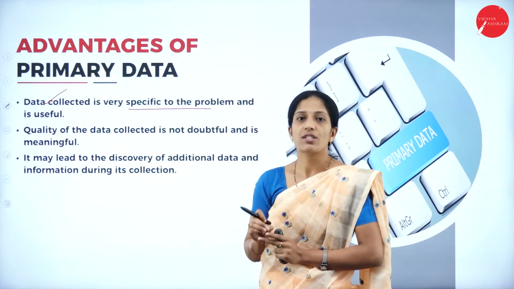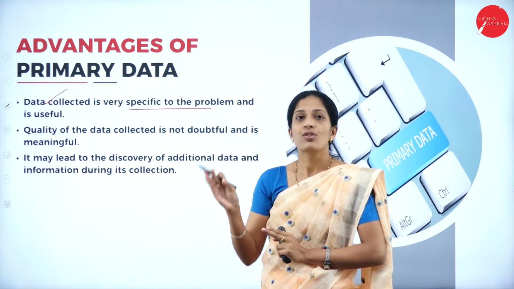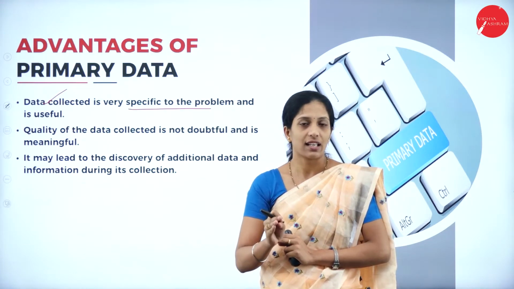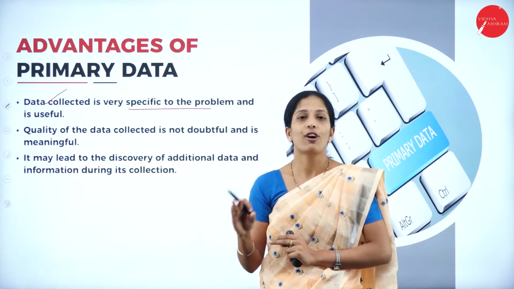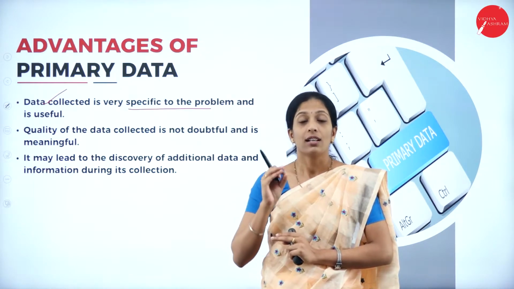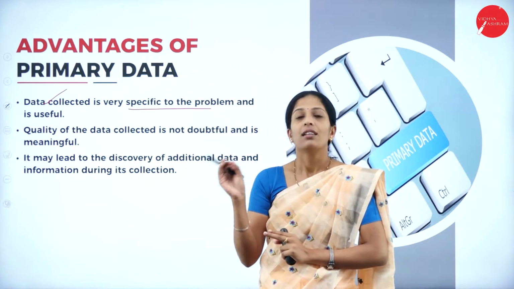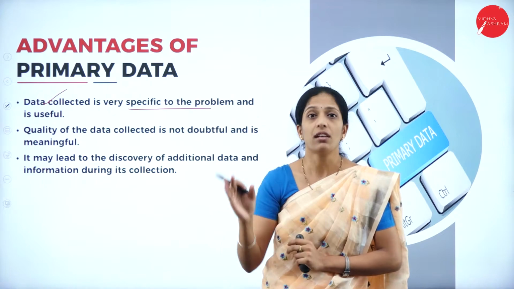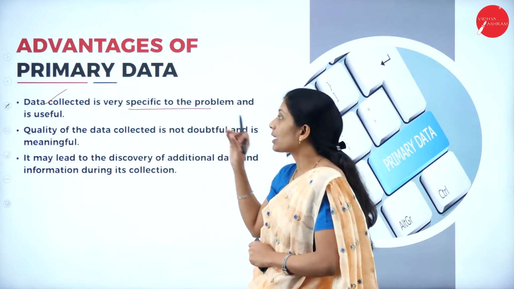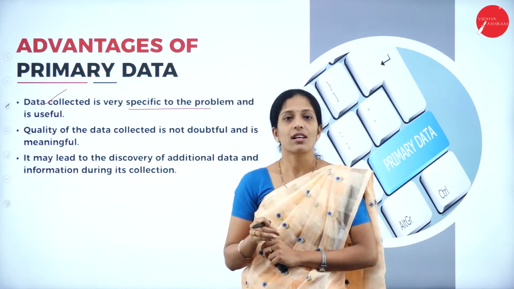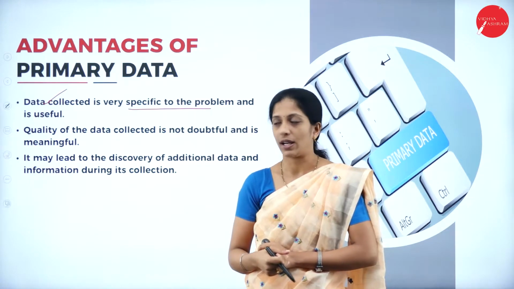Suppose a researcher is going to conduct a particular research activity on a particular topic. If we refer to some other secondary data, what happens? The exact information he wants will not be given, because the other researcher might have done some other work on the same topic. So you can't get the exact information. But in case of primary data, what the researcher wants can be exactly extracted from the respondents.